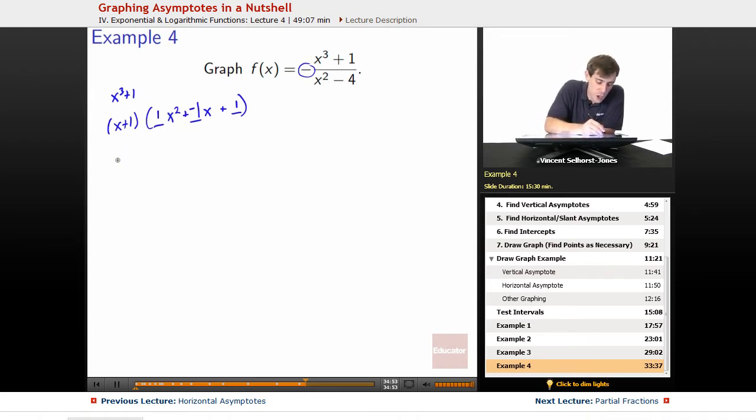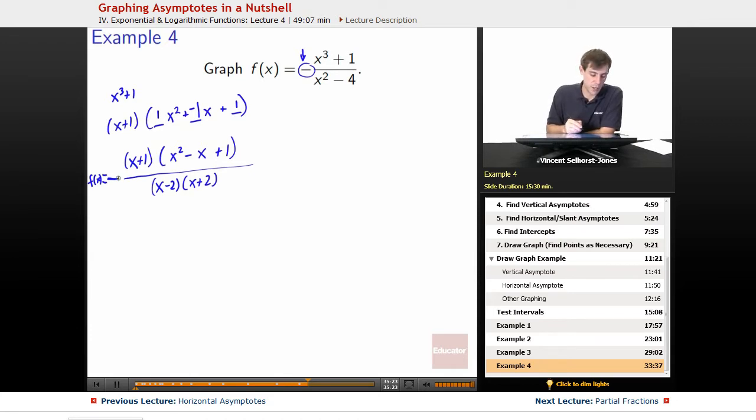So we see that x cubed plus 1 is the same thing as x plus 1 times x squared minus x plus 1. So that's the same thing on our top. How can we factor our bottom? For our rational function, that's going to break into x minus 2 times x plus 2. Remember, we had a negative sign out front in the beginning, so we've got a negative here still. So f of x equals negative x plus 1 times x squared minus x plus 1 over x minus 2 times x plus 2. Great, that's helpful.